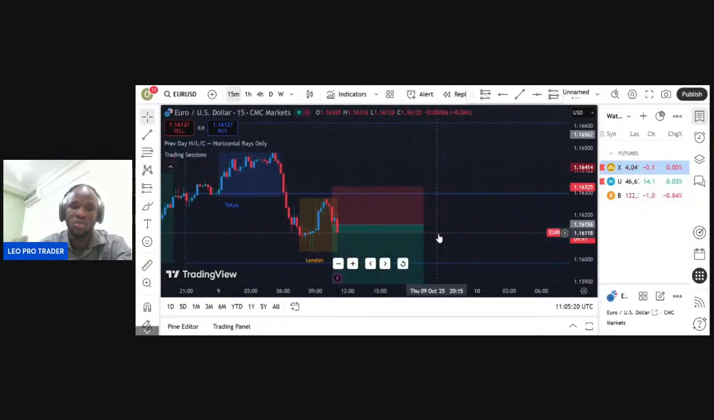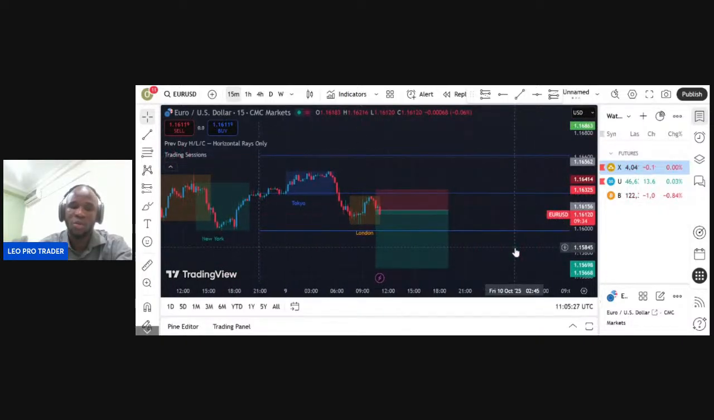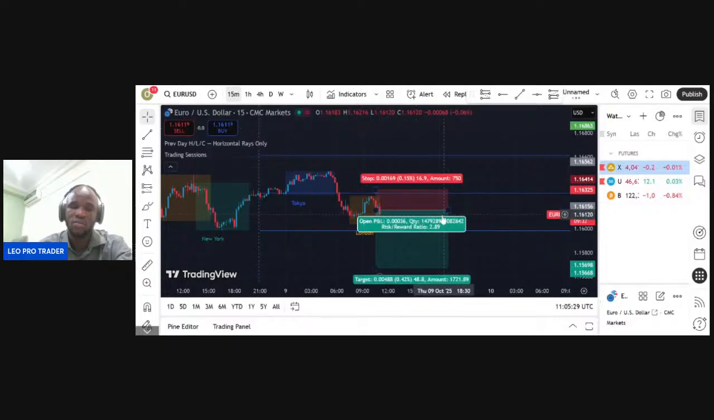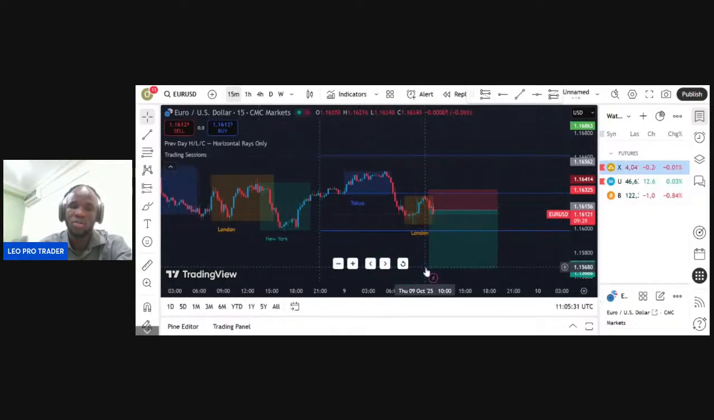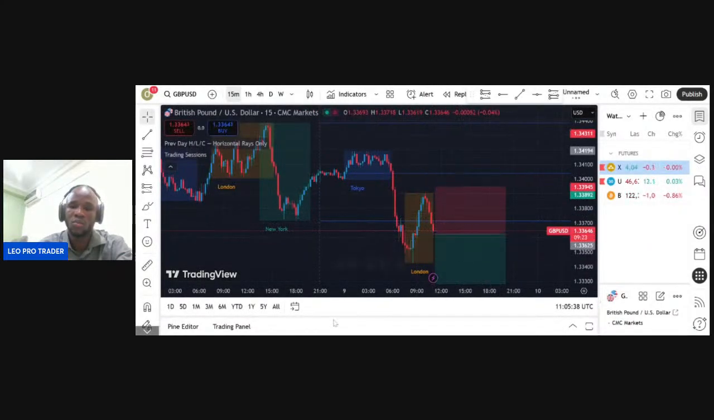So if you're on this trade on Euro USD, you are in profit. But keep holding, keep holding. If you're on the group chat, I'm going to let you know when to close the trade. So there's the stop loss above. For GBP USD, the stop loss is 1.33945. So these are the two trades. If you have any question regarding trading you want me to answer, just drop it in the comment section and I'll answer the question for you.